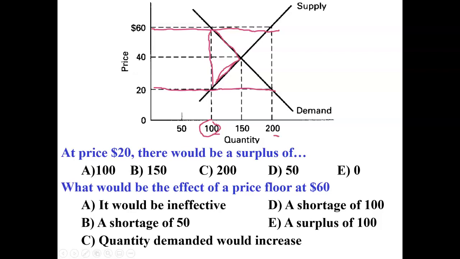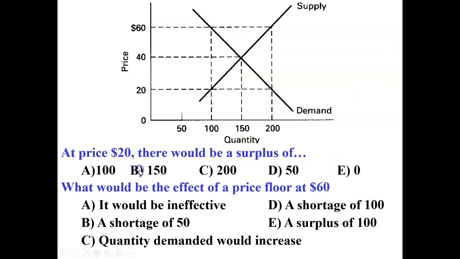So at $20, there would be a surplus of 0 because there is no such thing as a surplus. Down here, it's a shortage. What would be the effect of a price floor? It would be a surplus of 100. Okay, so those would be that.